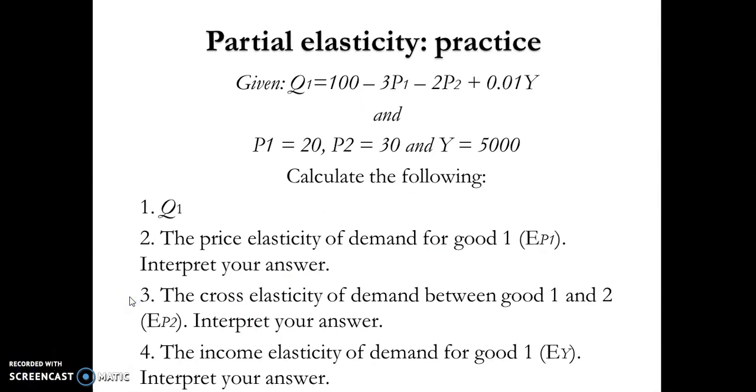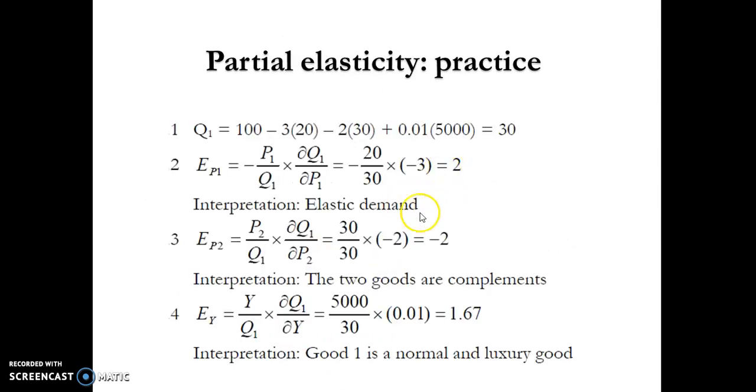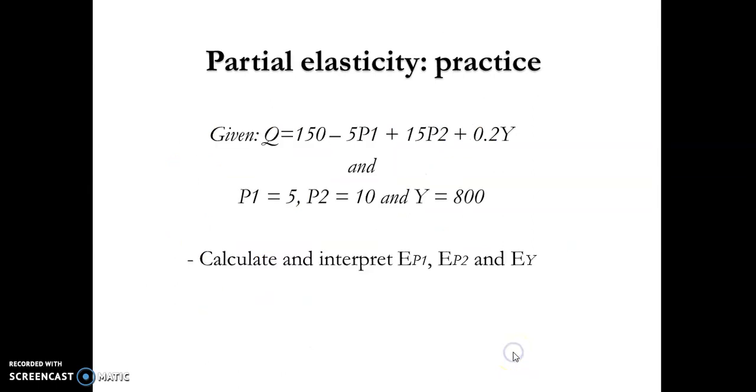Now, the next couple of slides are worked examples. So slides 28 and 29, the next two, also ask that you calculate your partial elasticities, your price elasticity of demand, your cross price elasticity, and your income elasticity. You also need to interpret your answers, and the answers are given as well as the interpretation. So please work through that example as well as the following question on slides 30 and 31.